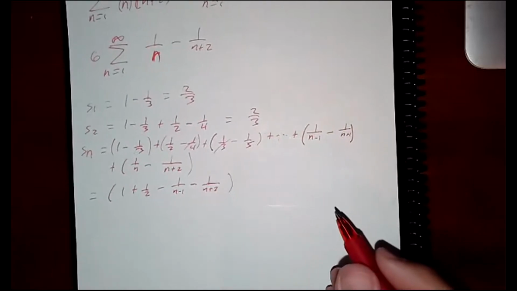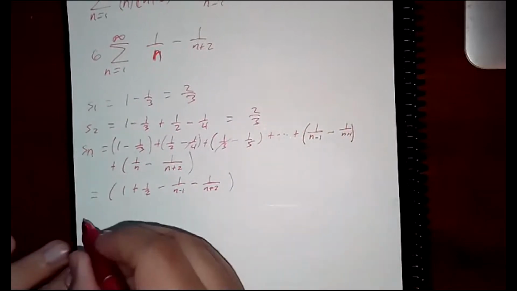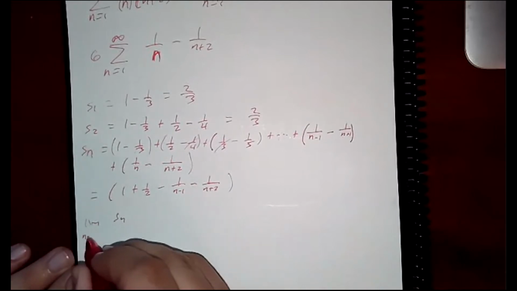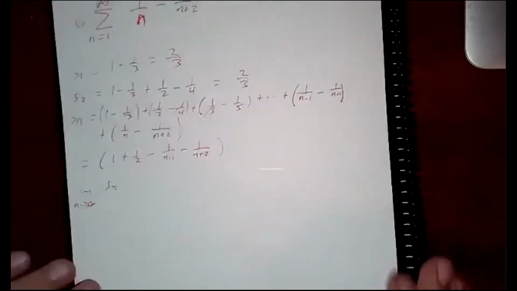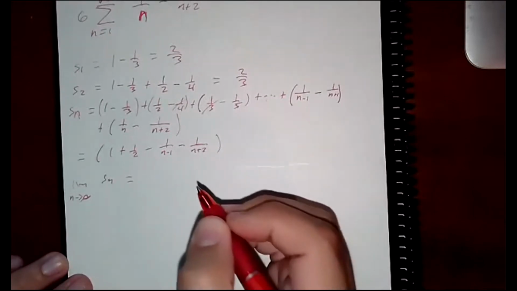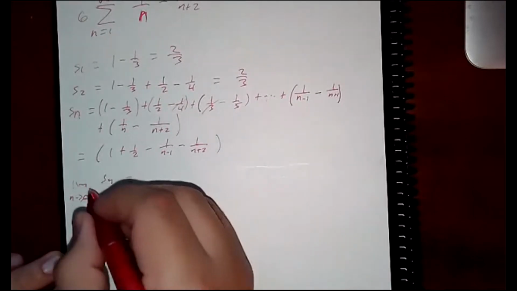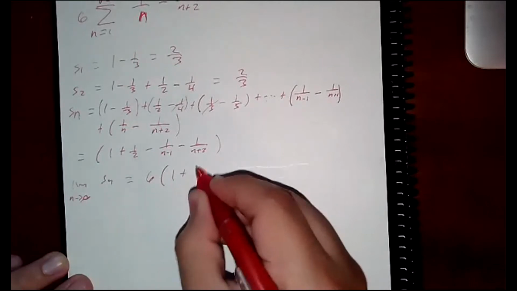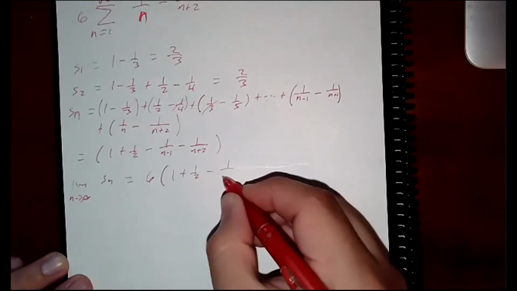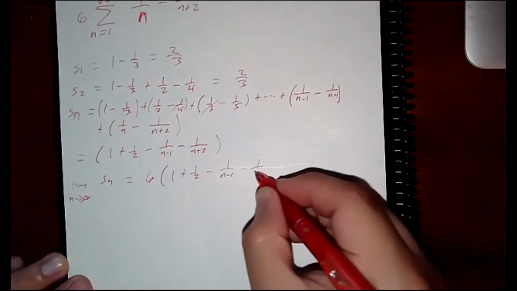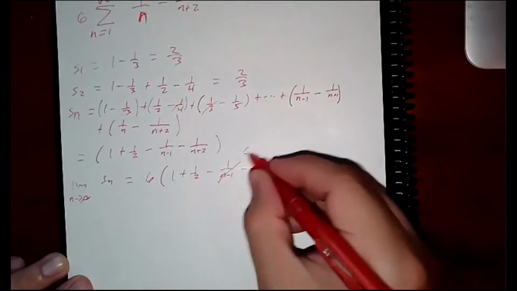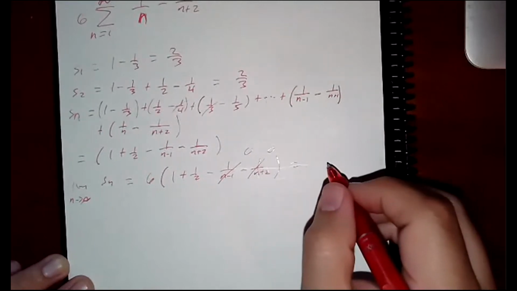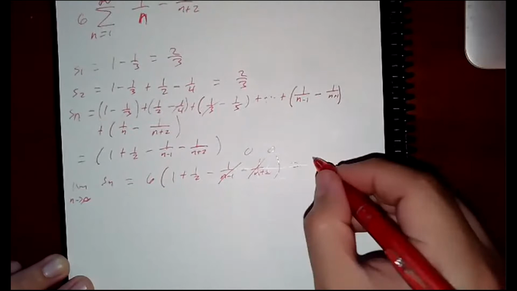But who cares? You take the limit of the partial sum, you will get 6 times 1 plus 1/2 minus all this nonsense, leaving you with what? 6.